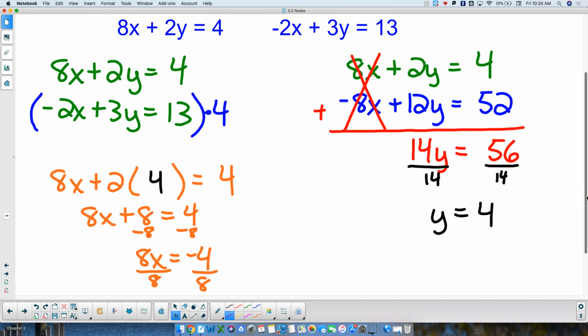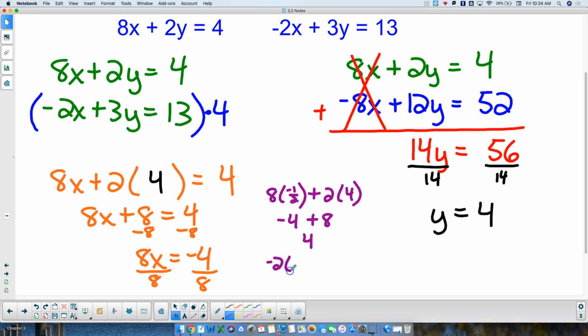y is 4, so that would be 8 times negative 1/2 plus 2 times 4. 8 times negative 1/2 is negative 4. 2 times 4 is 8. Negative 4 plus 8 is positive 4. 4 is equal to 4. Checks out in the first one.